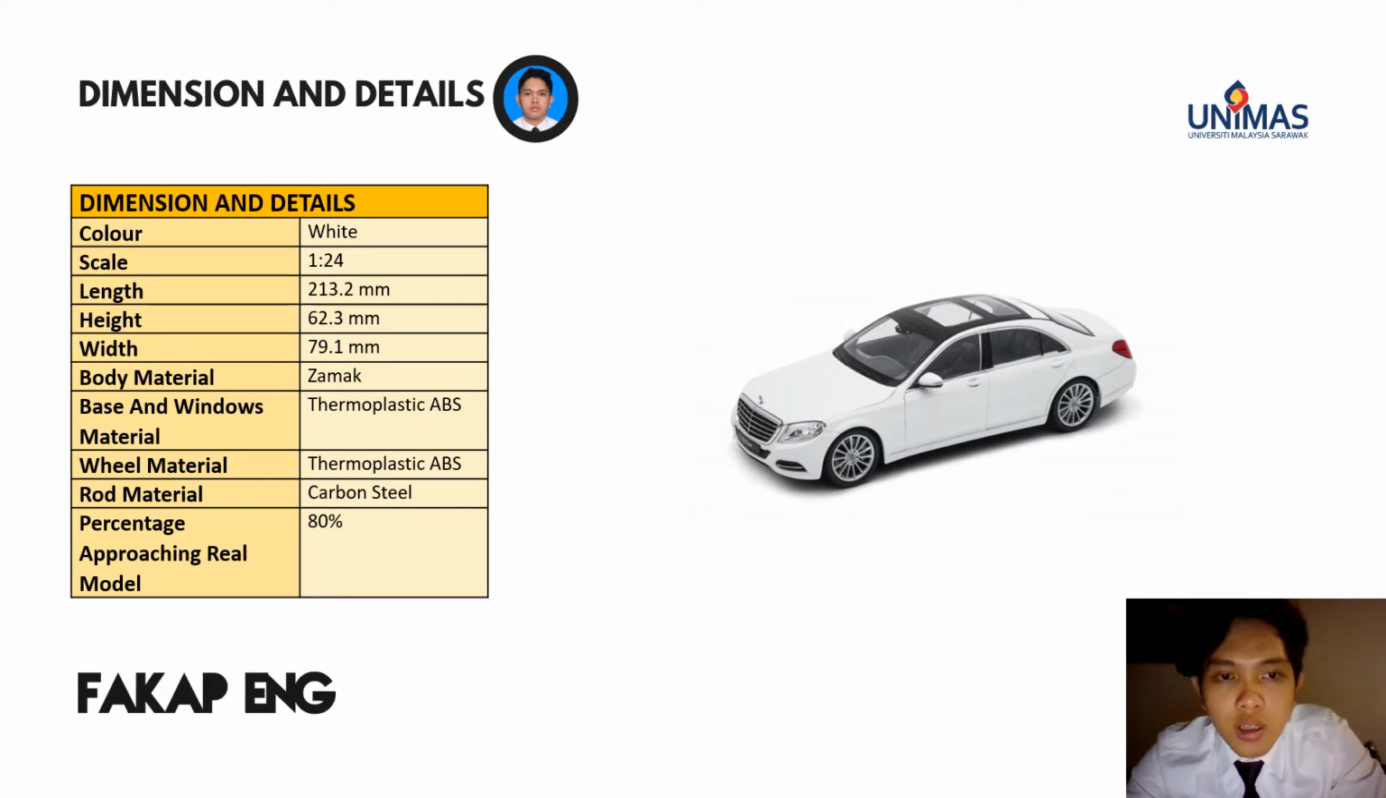For the body material, we have chosen Zamak as the material. Base and windows material is thermoplastic ABS. Same with wheel material, which is also thermoplastic ABS. While for the rod material, which will connect the wheel, is carbon steel. And our design will be approaching the real model by 80% since we removed the logo and also any details that help us to avoid the copyright infringement.